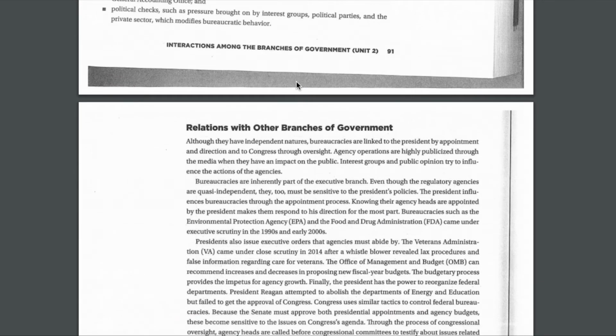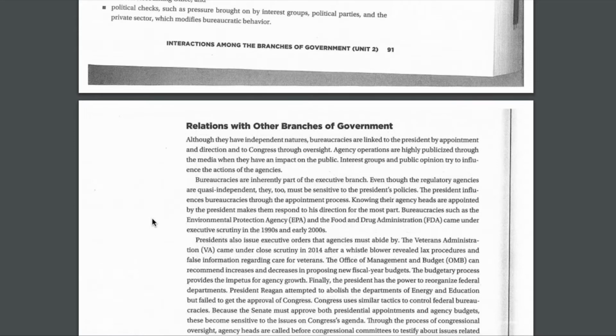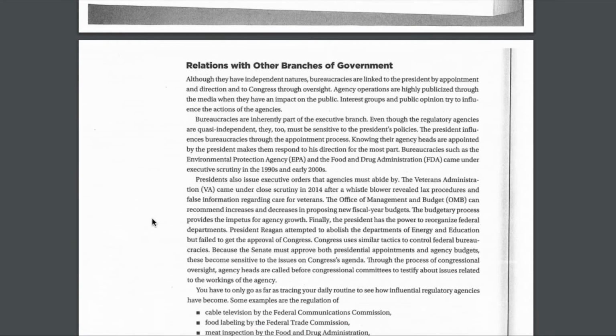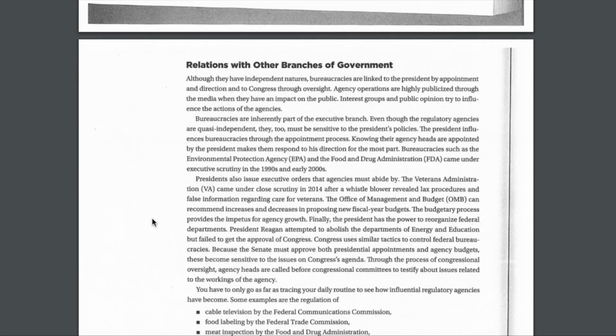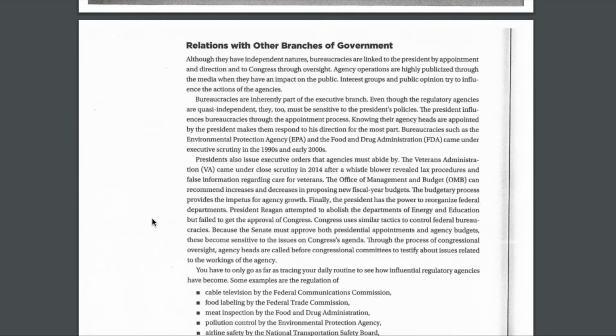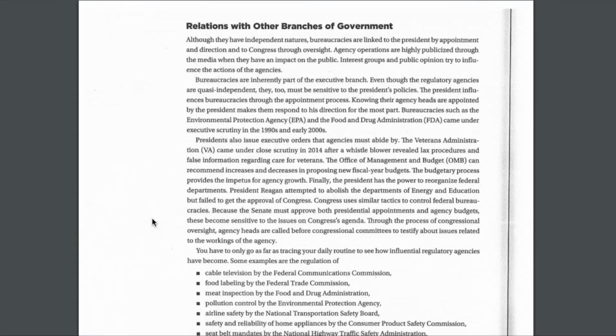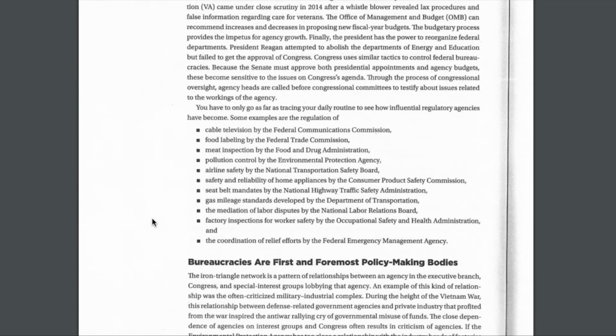So how do they relate to other branches? This is, like I said, sometimes known as the fourth branch. They're linked to the president by appointment. They're directed by Congress. Congress oversees them with congressional oversight. But for the most part, they're part of the executive branch. Again, that's because usually the heads of their departments are appointed by the president. If there's an executive order, they have to follow it. They must abide by it, even if they don't agree with it.